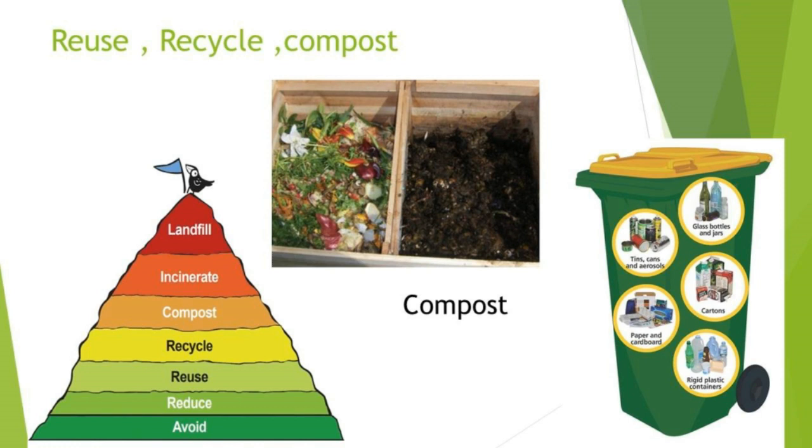Next, recycle. The process by which waste materials are used to make new products is called recycling. Example, using old clothes to make paper and melting some plastics to make floor mats, plastic boats, and hose pipes. Next, compost. The process of degradation of organic waste into manure by the action of microorganisms is called composting. The manure thus obtained becomes natural fertilizer for the plants as well as increases the soil fertility.